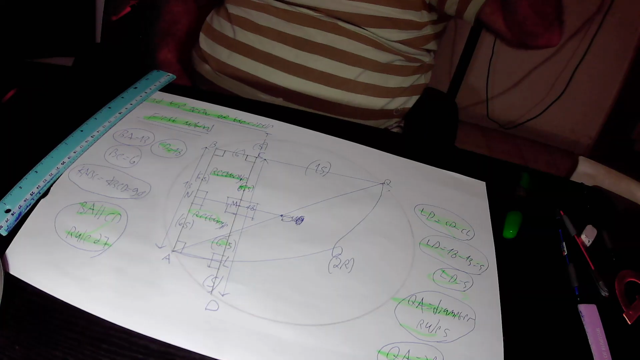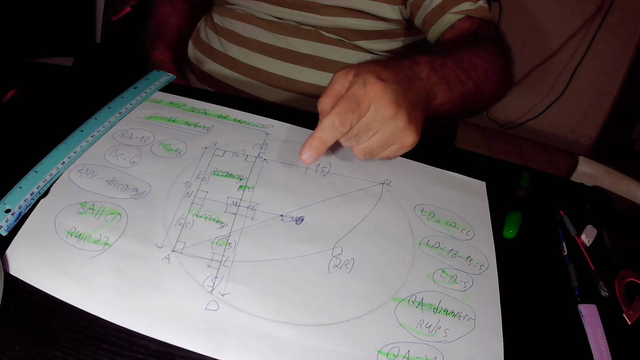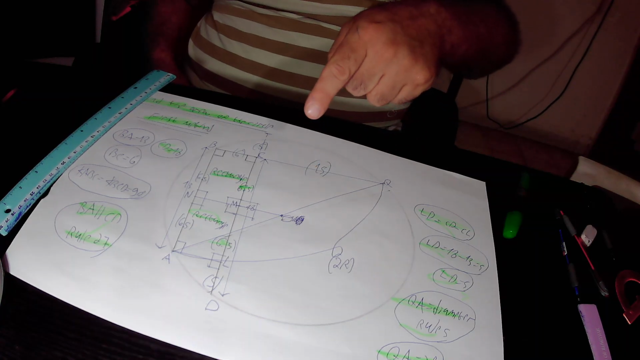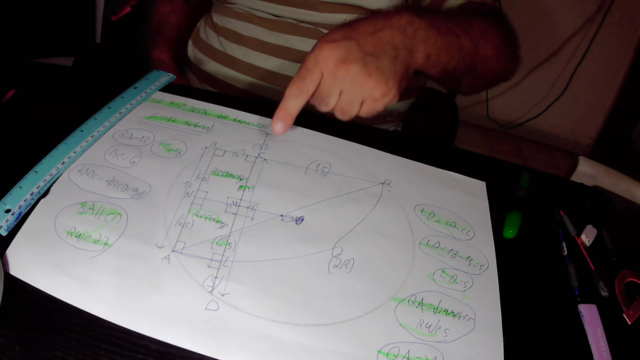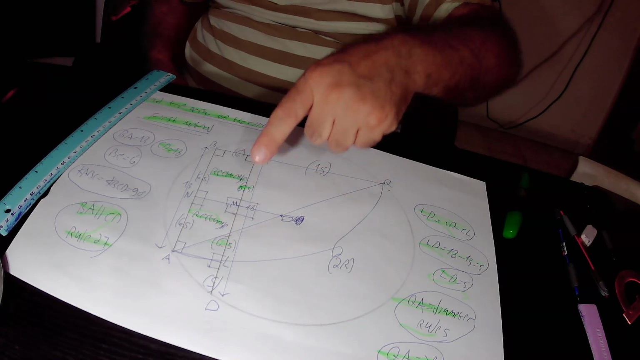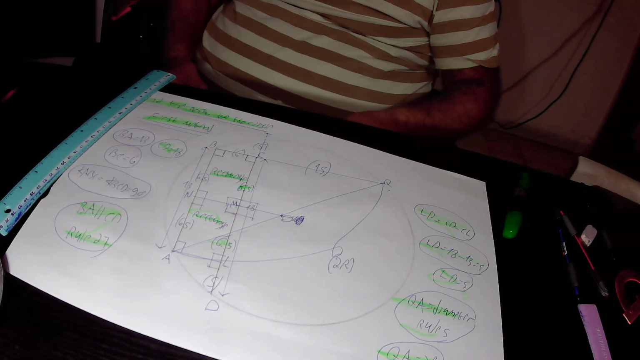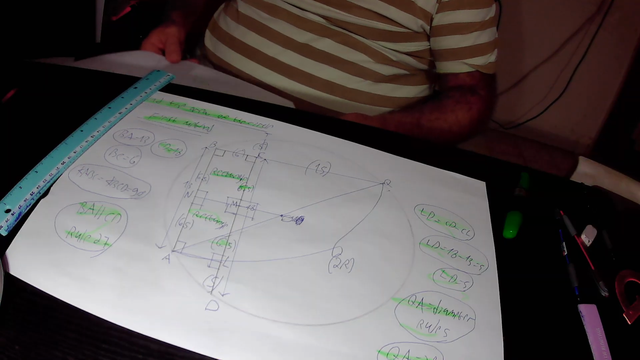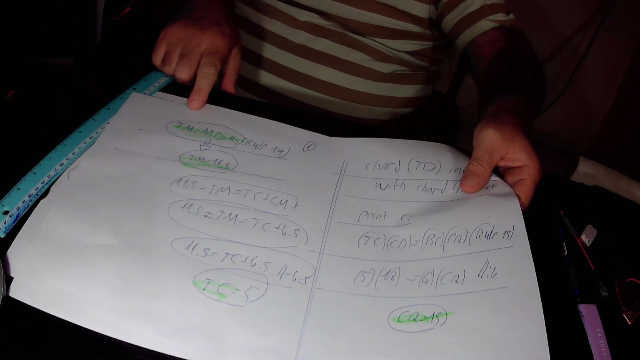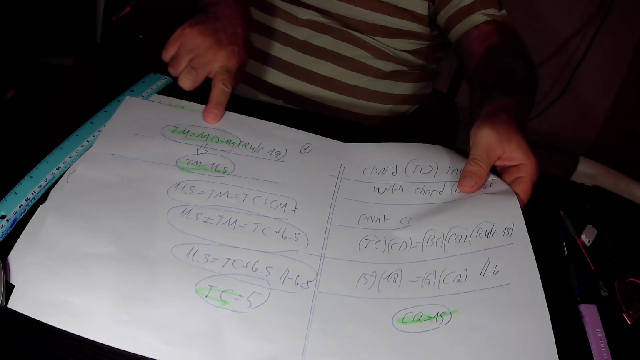And according to rule 19, perpendicular OM, that is from the center of this circle, that is to say from point O, bisects chord TD. If OM bisects chord TD, it means that TM equals MD. According to rule 19, TM equals MD.